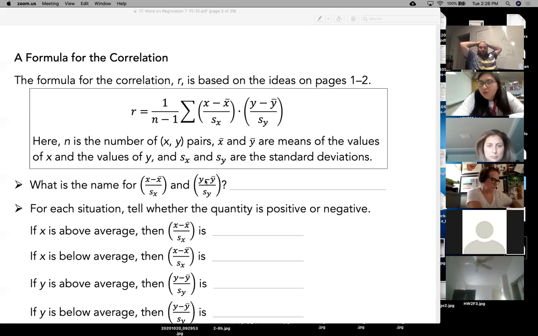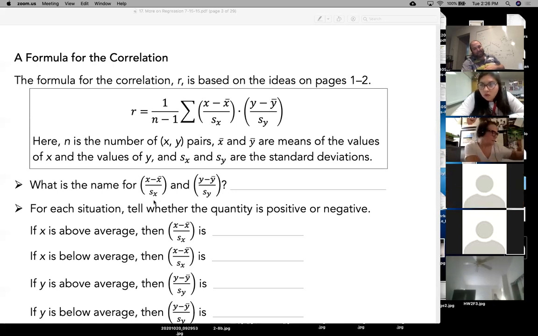Can you repeat, please? I'm sorry, I was thinking of something else. Can you repeat it? Is x like the bar, the mean? No, x bar is the mean.